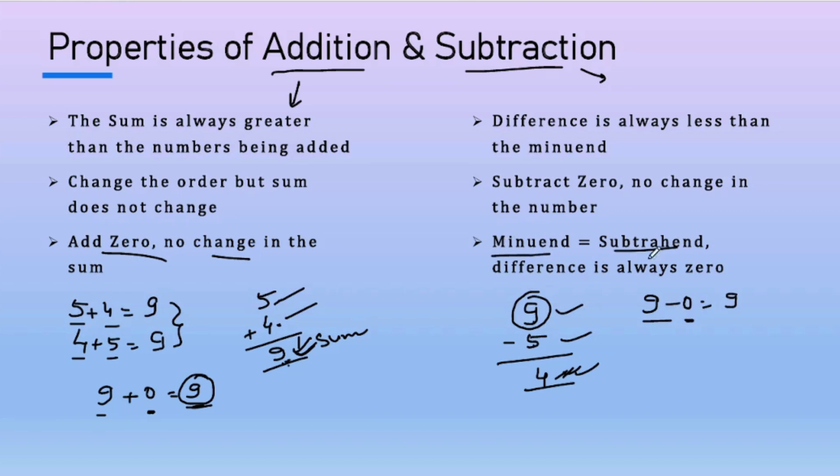Now the minuend and subtrahend, if both are the same, if both are equal. So let's take this example, what is minuend? 9 is minuend, and it is saying if minuend and subtrahend both are same. So 9 is minuend, then let's say subtrahend is also 9, which is equal. Now you are subtracting, so 9 minus 9 is 0. Right? So this is the third point. If minuend is equal to subtrahend, difference is always 0. So it's possible that in the exam there could be straightforward questions asked from these properties of addition and subtraction.